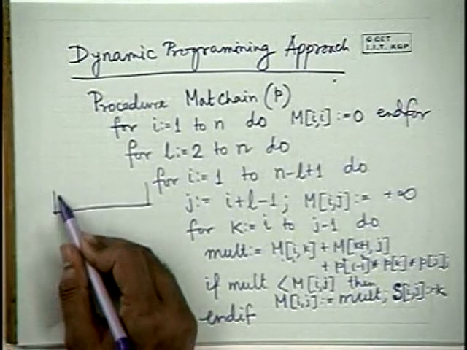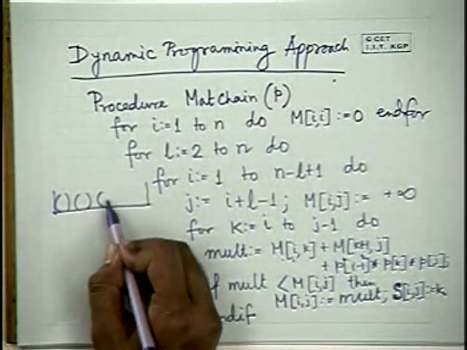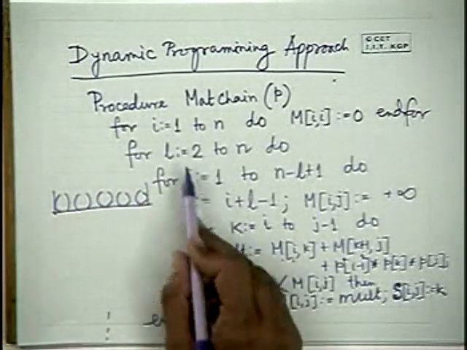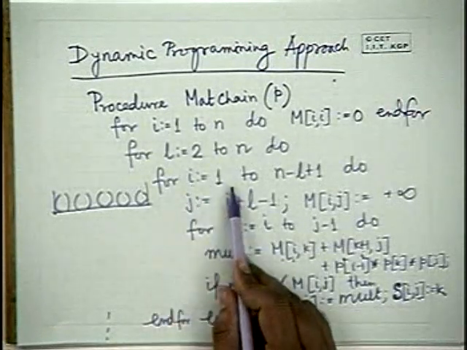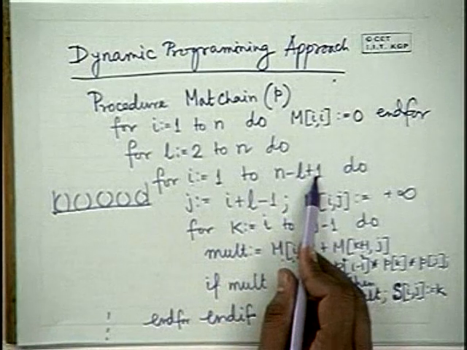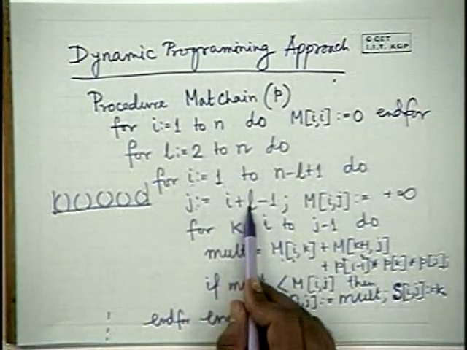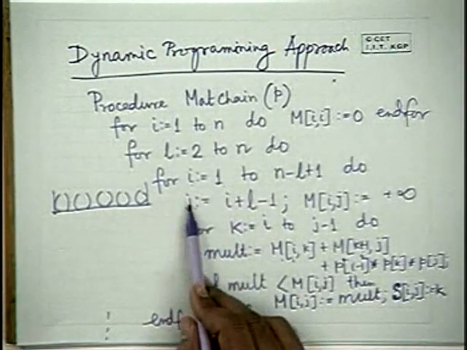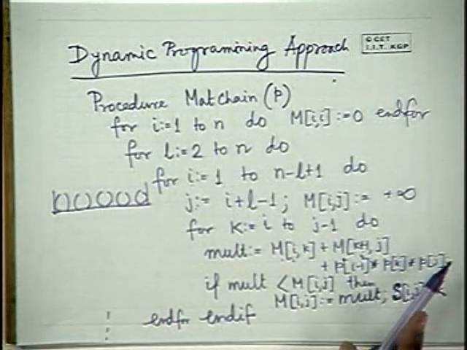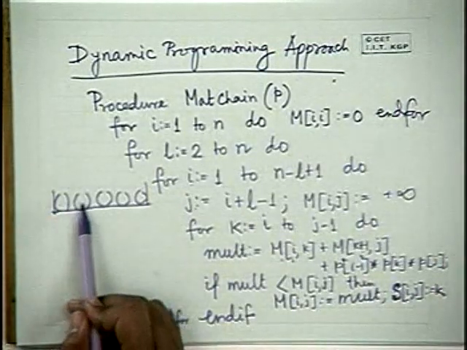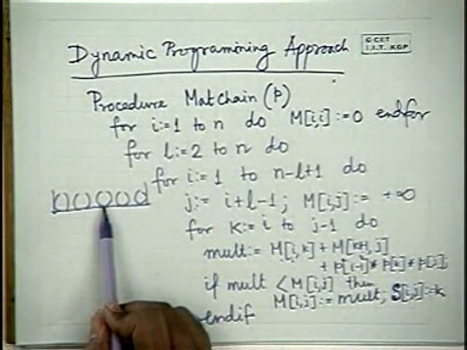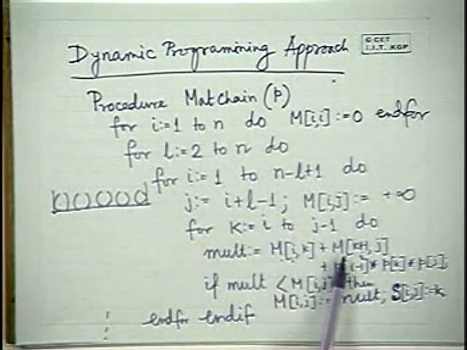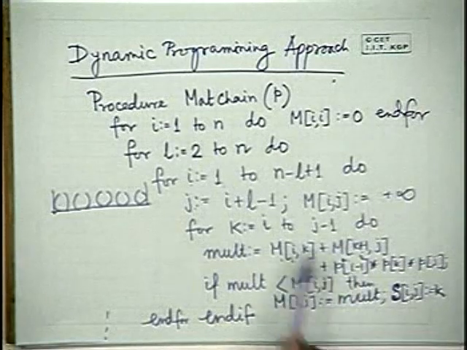So when L is equal to 2, what you are trying to do, you are just multiplying in pairs, each pair. That's what you are doing. When L is equal to 2, you can see I goes from 1 to n minus L plus 1, and J is basically I plus 1. So when L is equal to 2, the difference between I and J is exactly 1. So every adjacent pair of matrices gets multiplied when L is equal to 2, and that you are keeping in the two-dimensional array M in the proper location. So that is this 2.